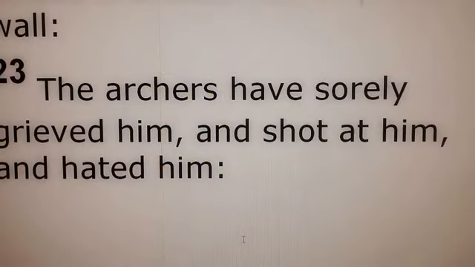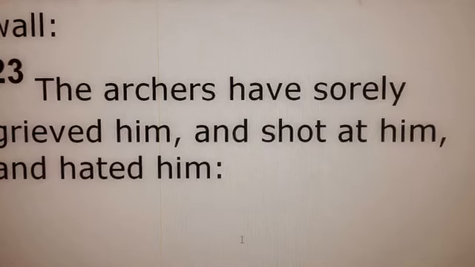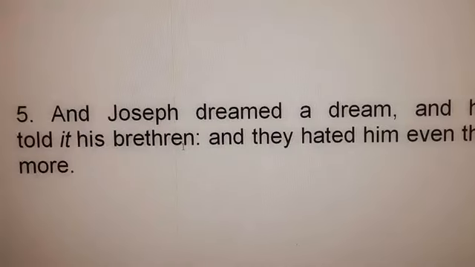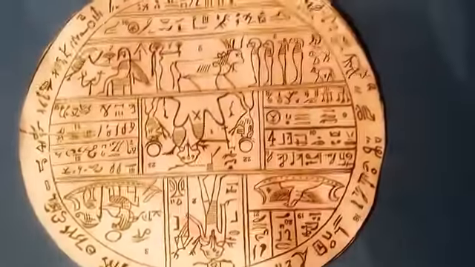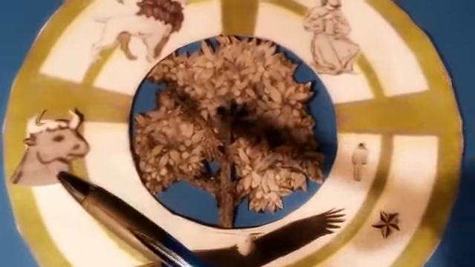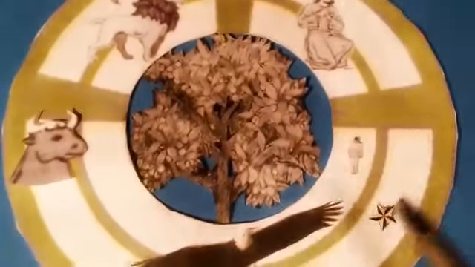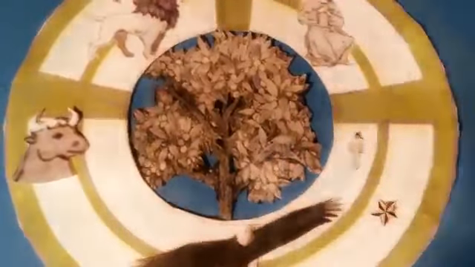He also includes verse 23. The archers have sorely grieved him and shot at him and hated him. Verse 23 links back to Joseph's dream, which is verse 5, where his brothers hated him. And of course the bull here is matched in Ezekiel's wheel, whereby we see the bull once again representing one of the 4 living creatures, representing heaven and earth in the temple.